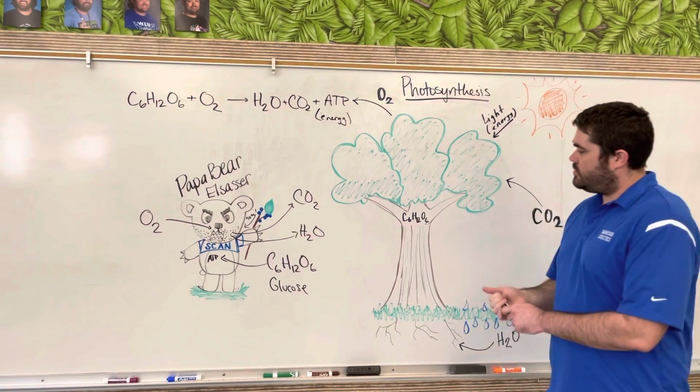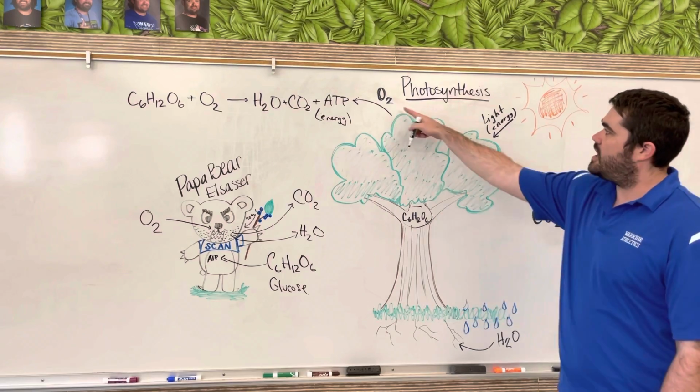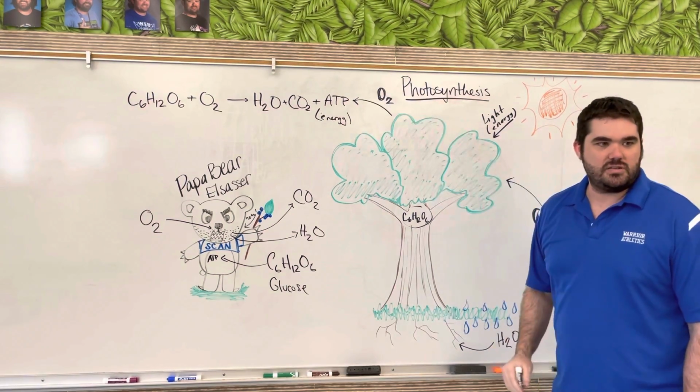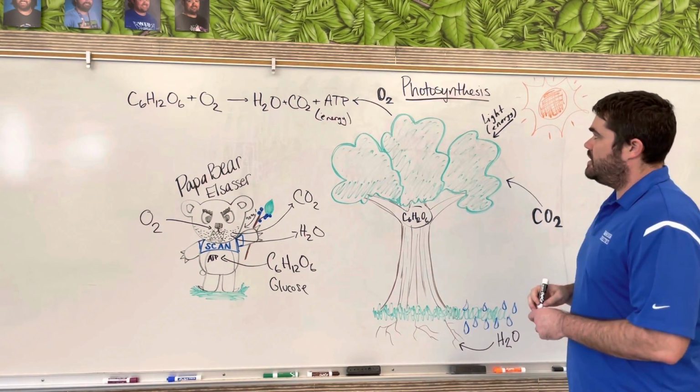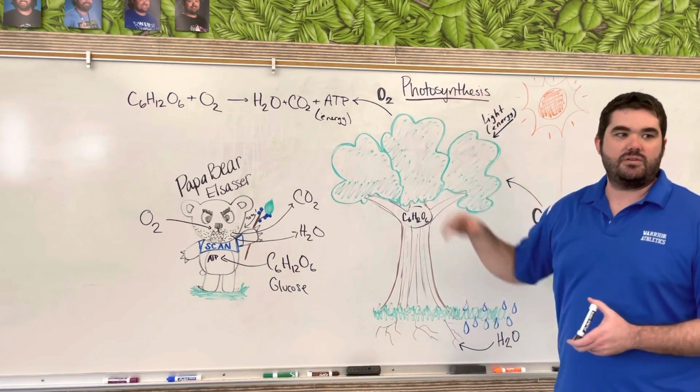From there, it creates glucose and oxygen, which it gets rid of. It gets rid of oxygen. It doesn't want oxygen. Think of oxygen like a tree's poop. It doesn't want it. It gets rid of it.